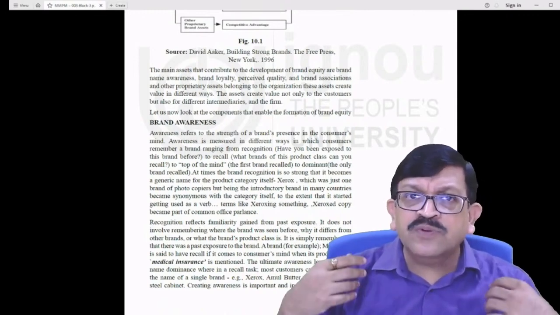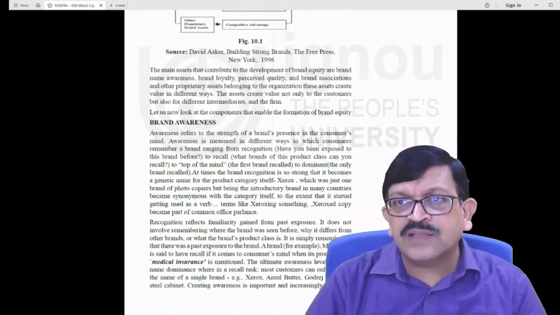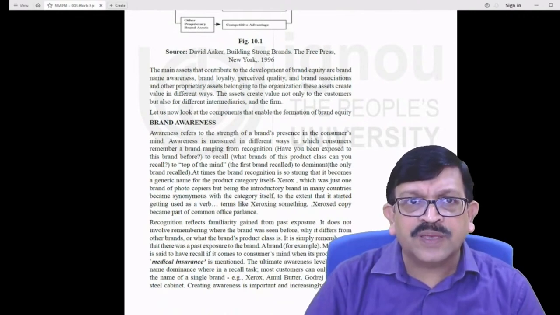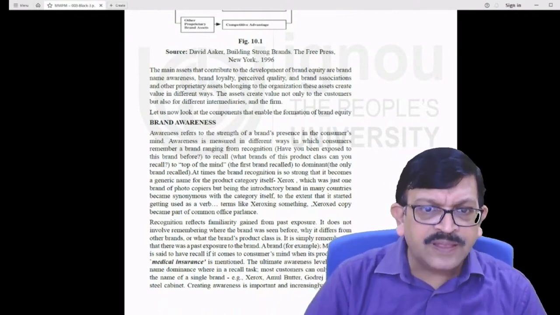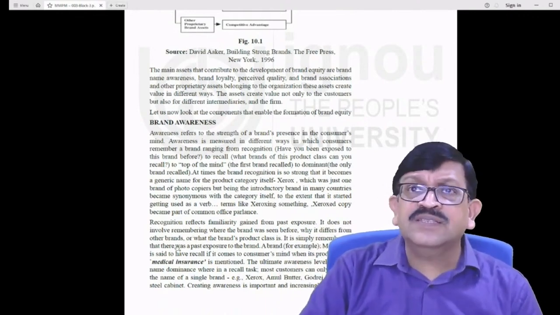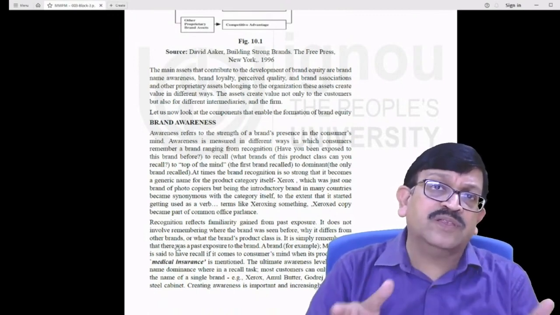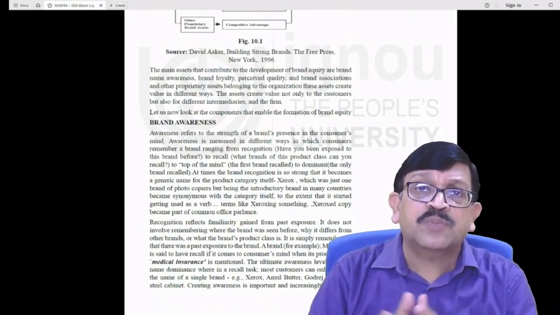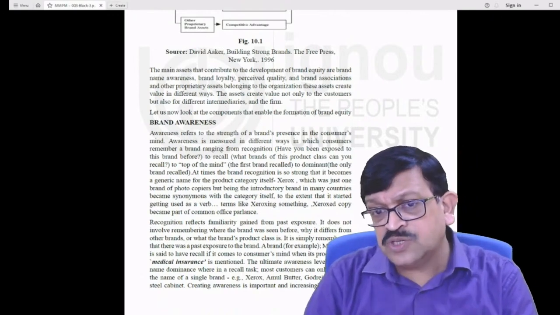Now, when you go and purchase, you may find, okay, I have heard about this particular company, or I've heard of this particular brand, right? Some of the brands get recognized because they represent the product, and yesterday I was talking about how they represent a particular product category, like in the case of Xerox, which has been mentioned here.